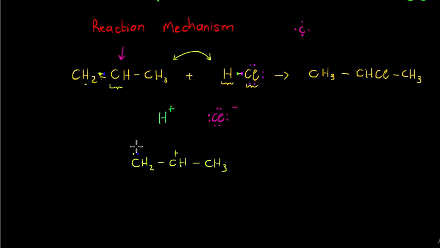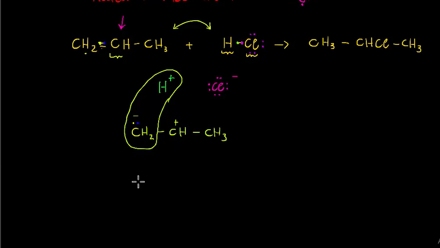This carbon here has a negative charge. Okay, and because of that, this definitely happens. Okay, the right collision between these two happens, and so this becomes CH3. The second one is still CH with a positive charge, and then CH3.